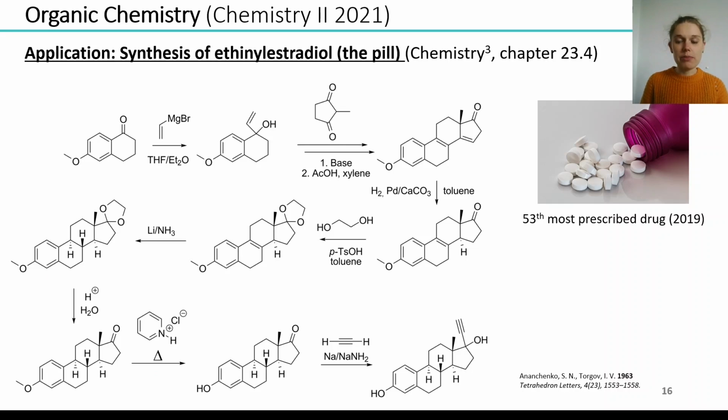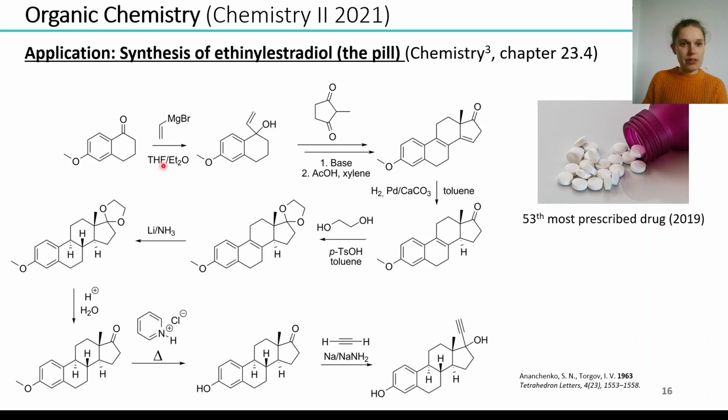So to finish this chapter, I would like to discuss with you an application example. And here I would like to discuss with you ethinylestradiol, which you might all know as the so-called pill. And here you can see the synthesis of the pill, and at first glance it might look quite difficult. However, I will now guide you through it, and at the end I hope that you will see that the most important steps of this synthesis are exactly what we just learned.